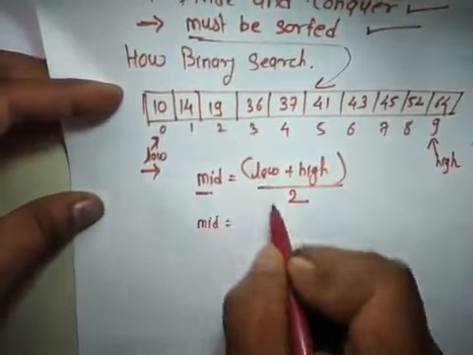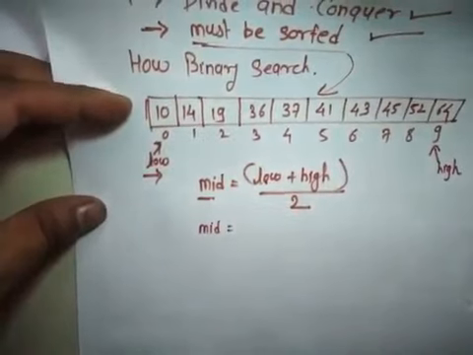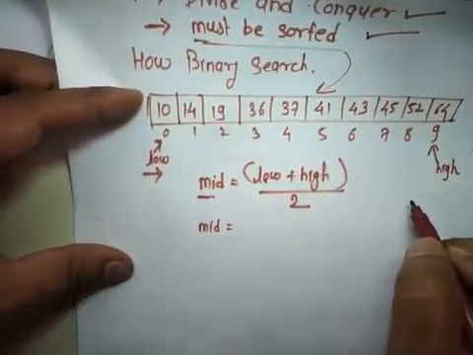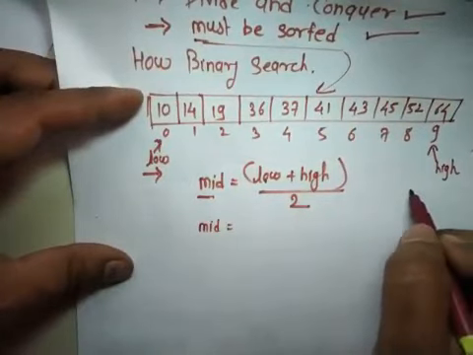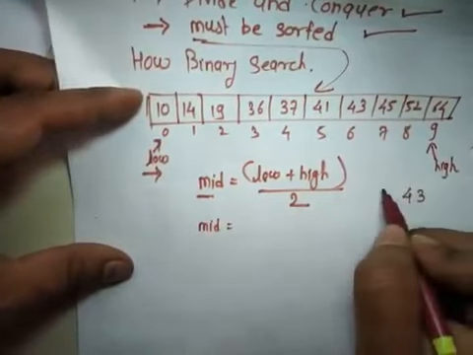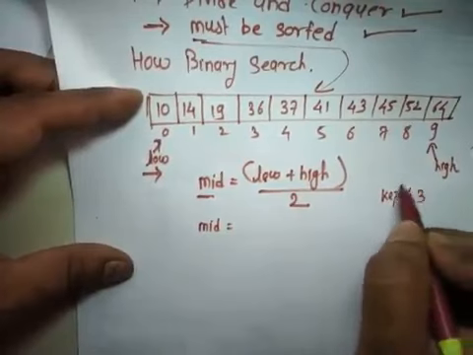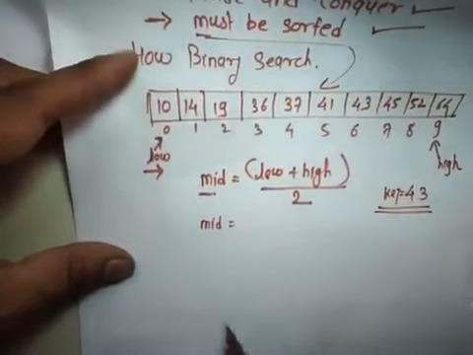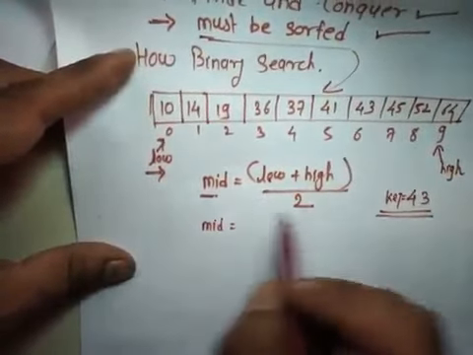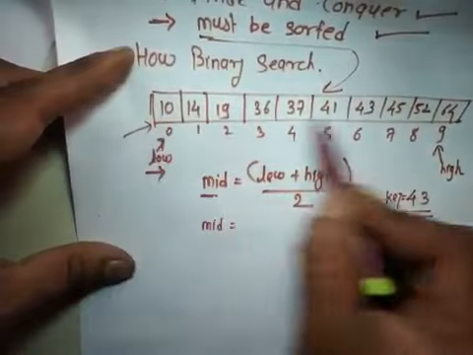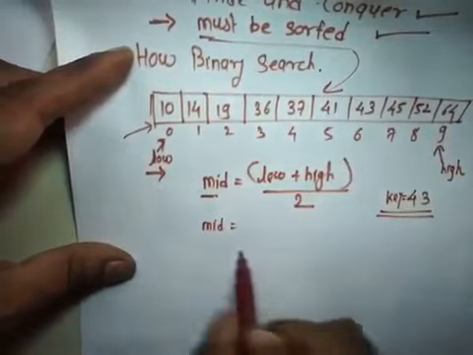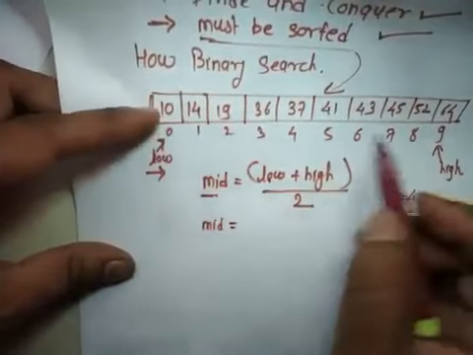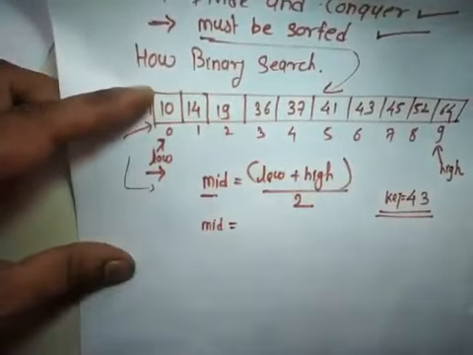Suppose I want to find the element 43. Okay, so which key do I want to search? Key is equal to 43. I want to search the key 43. So I am going to apply binary search. The first rule is what? I am going to check whether that array is sorted or not. Yes, it is sorted. If it is not, then first I am going to sort it, and then I will apply the binary search logic.